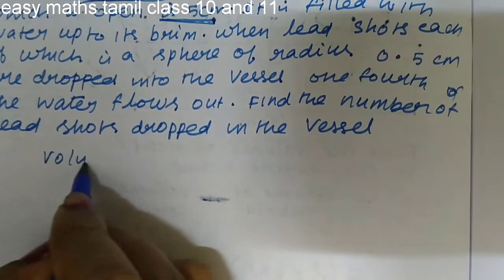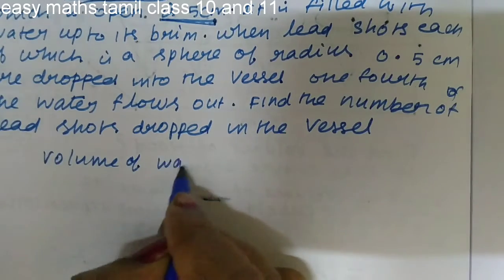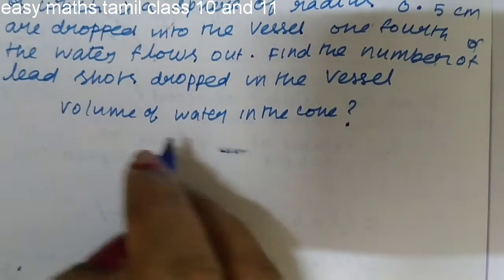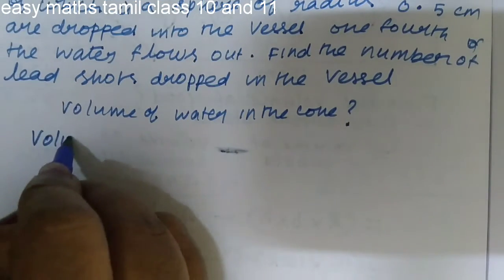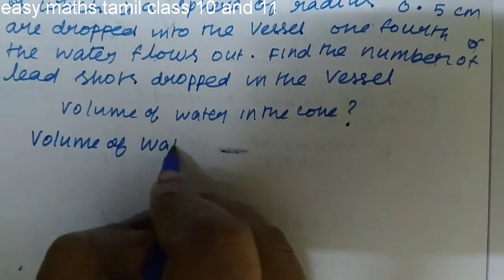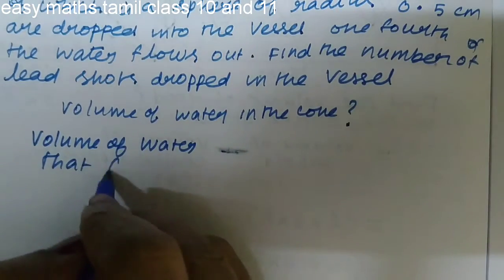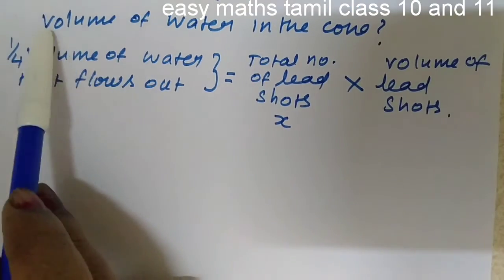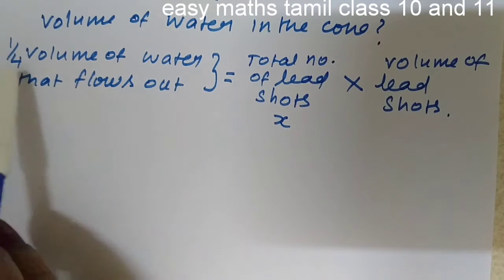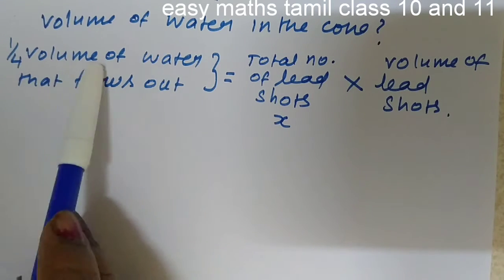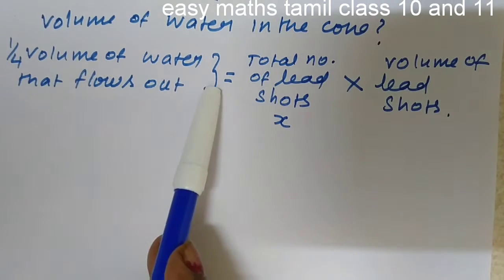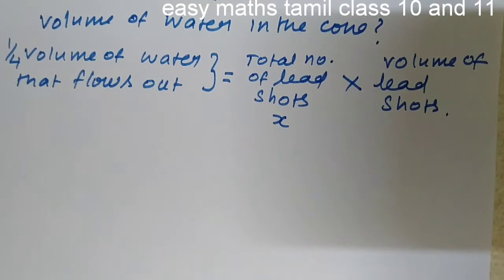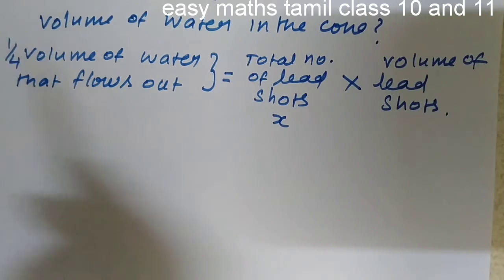First we have to calculate the volume of water in the cone. After that we have to calculate the volume of water that flows out, which is 1/4 of the volume of the water, and it is equal to the total number of lead shards times the volume of the lead shards. Let us calculate the volume of water in the cone.